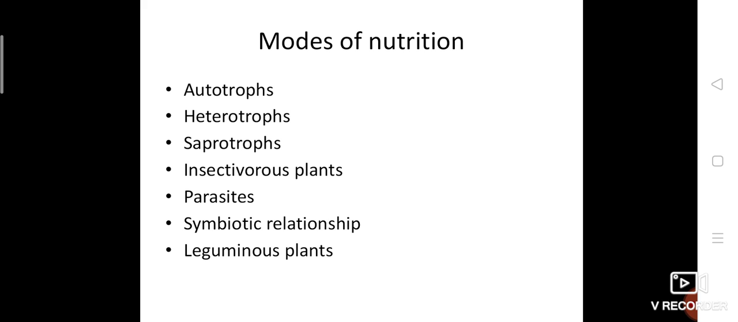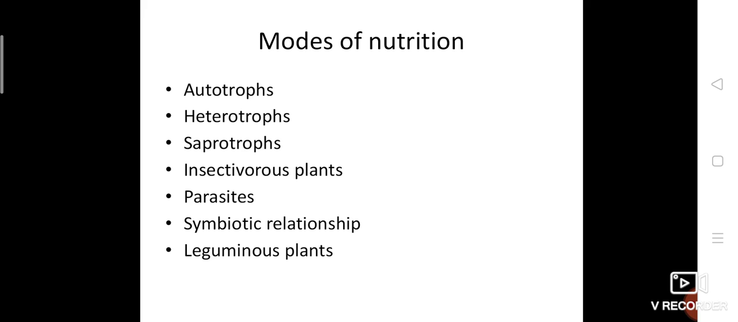Other than that, not all plants are preparing their own food, even though they are green in color. So those plants come under these varieties. That is saprotrophs, insectivorous and all. Sapro means depending on other things, that is dead and decaying organisms and all. And insectivorous plants, they eat insects. So hence they are insectivorous plants, and they are also called partial heterotrophs.